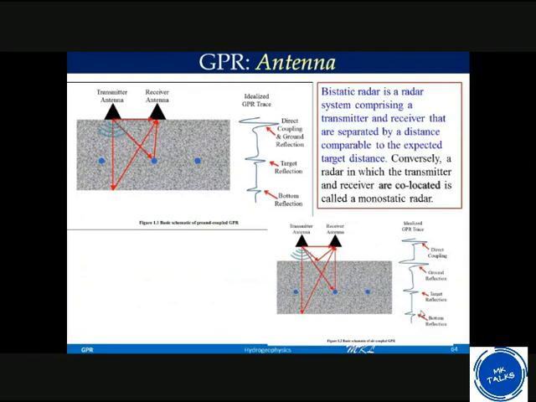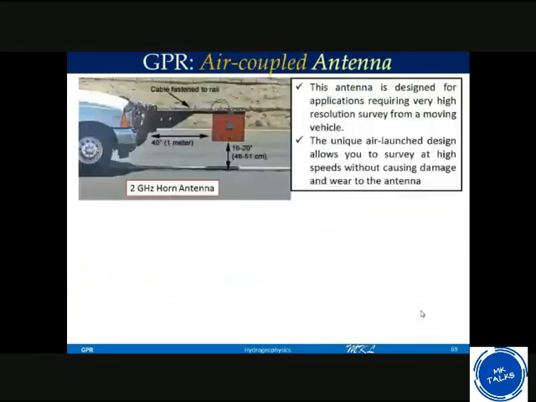This is an example of the air coupled system. It's called the horn antenna, and several names are there. This is the GSSI horn antenna, 2 gigahertz, and it is generally used to inspect roads. There is a GPS mounted, and an antenna receiver mounted, and it can collect data at high velocity, like when you are driving the car at 10 kilometers per hour or 20 kilometers per hour.